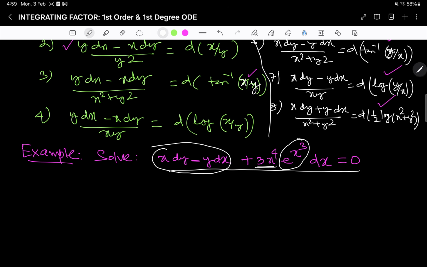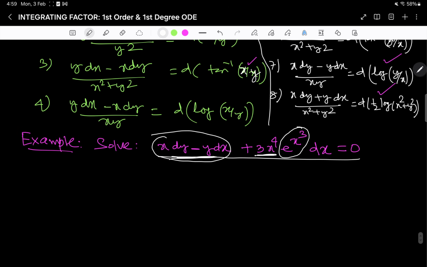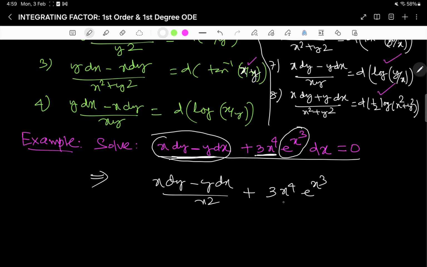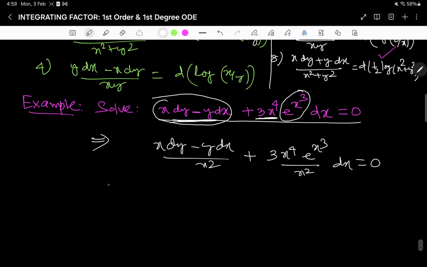So if we make it 3x square, so again this needs a division by x square. Okay, so now you multiply. So this implies here (x dy minus y dx) by x square plus 3x fourth e to the power x cube by x square dx is equal to 0. Now this becomes here what? It is d of (y by x) plus d of (e to the power x cube), is it not?